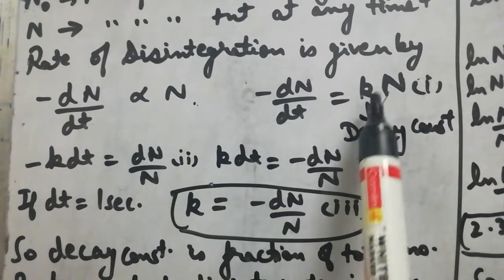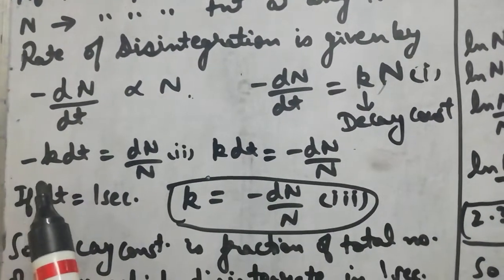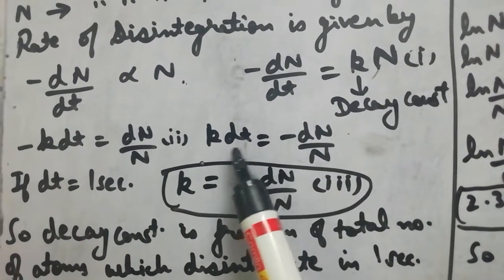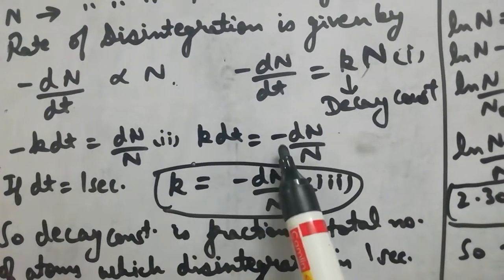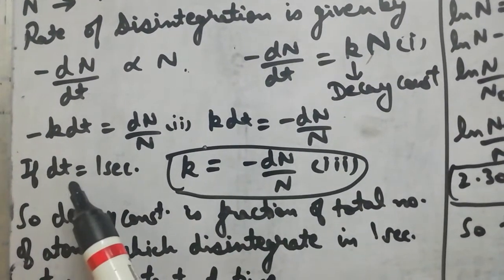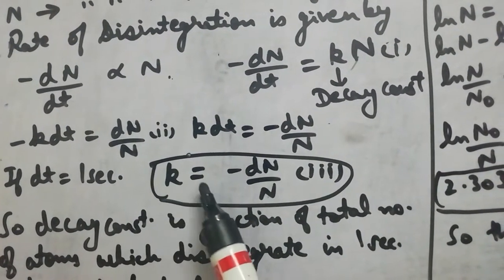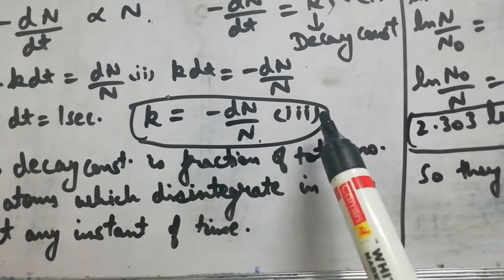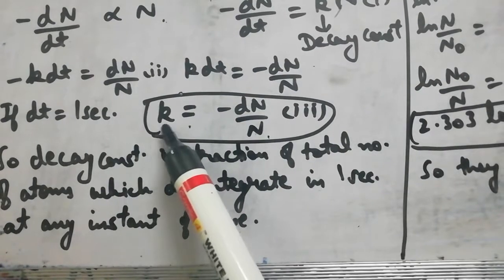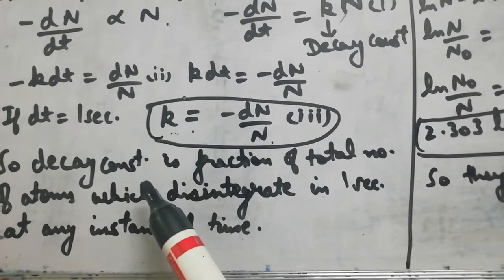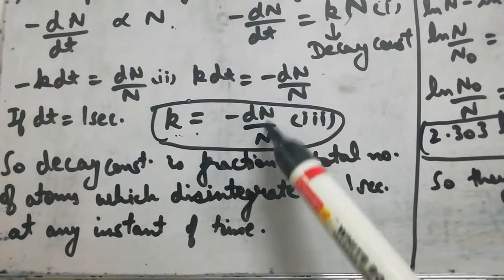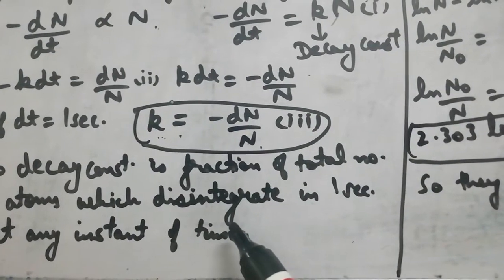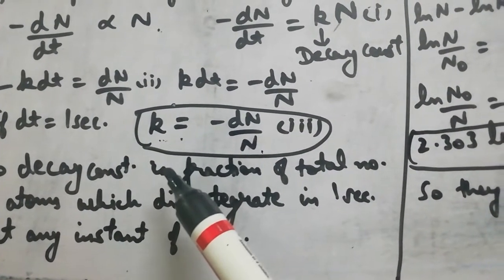So taking dt on this side and N on this side, we get the equation minus K dt is equal to dN upon N. This is your equation number 2. So K dt is equal to minus dN upon N. Now suppose dt is equal to 1 second, then the value of K will be equal to minus dN upon N. This is your equation number 3. So from this equation we can define our disintegration constant or decay constant. It can be defined as the fraction of total number of atoms which disintegrate in 1 second at any instant of time. This will be called the decay constant or disintegration constant.